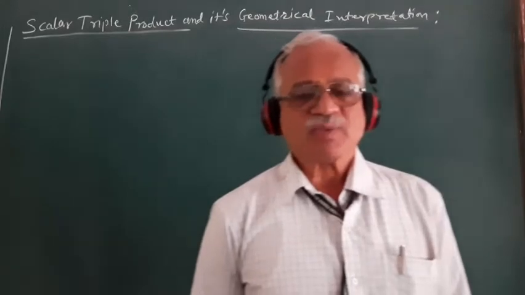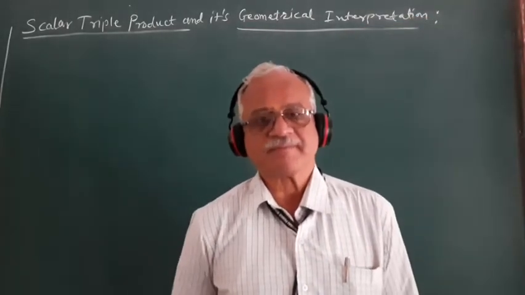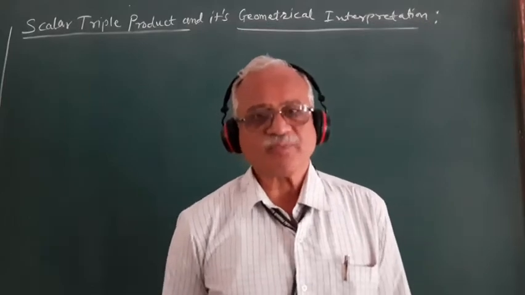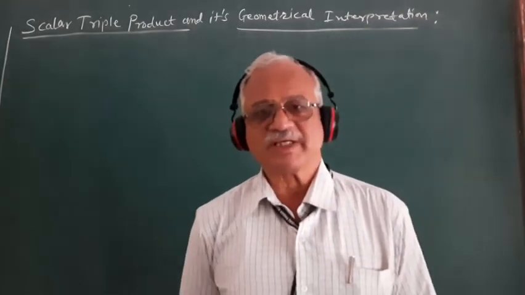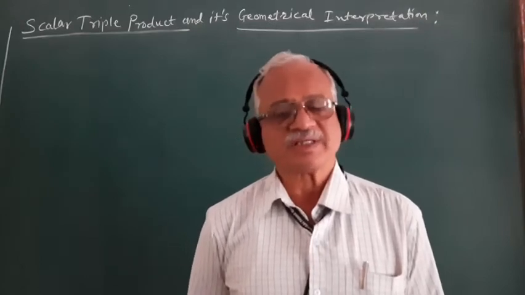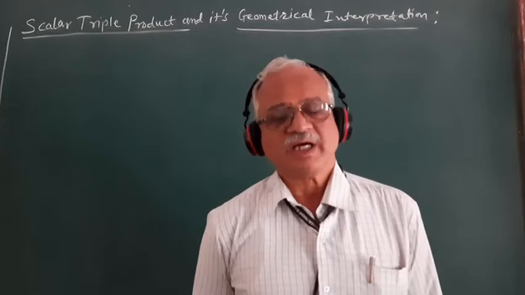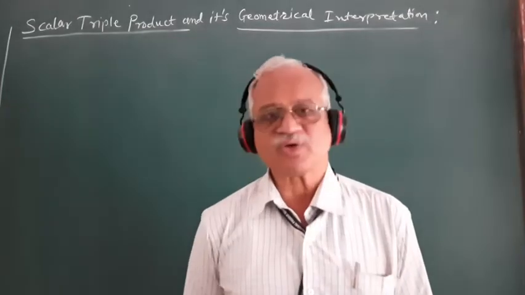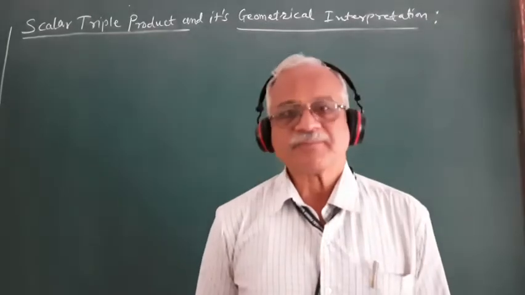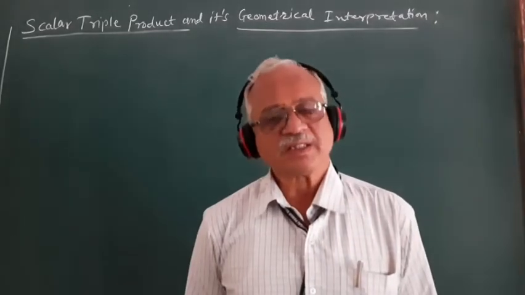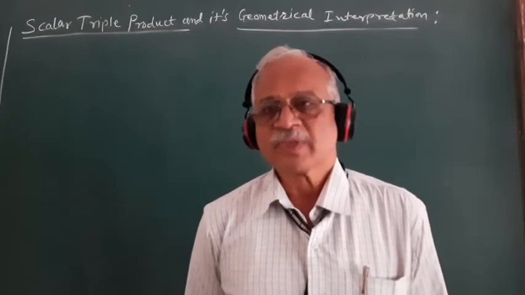The multiplication of two vectors can be performed in two different ways. If the result of multiplication of two vectors works out to be a scalar quantity, it is called the scalar product or the dot product of two vectors. And if the result works out to be a vector quantity, it is called the vector product or the cross product of two vectors.